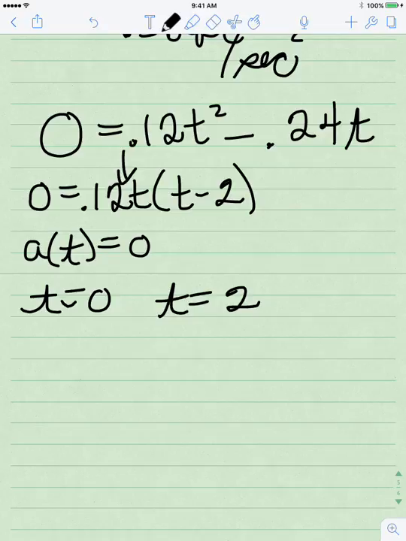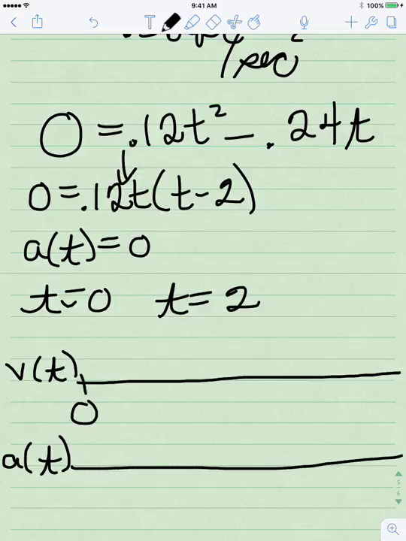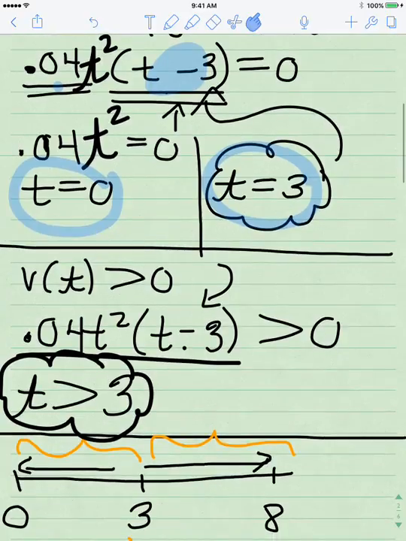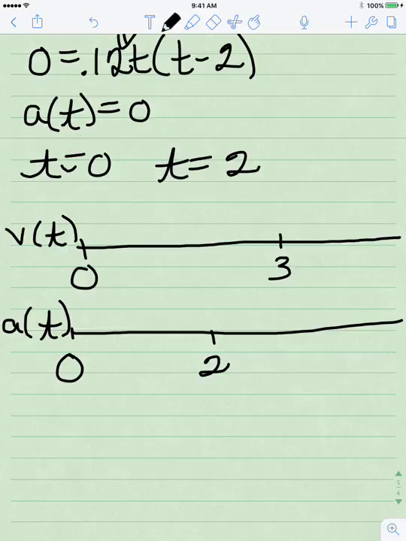Okay. So now let's go ahead and line up my velocity function and my acceleration function. For my velocity function, my critical values were 0 and 3. And for the acceleration function, my critical values were 0 and 2. All right, so let's go back to the velocity function. From 0 to 3, if I plug in any value between 0 and 3, I'm going to get negative. Remember, we already solved earlier in the problem that velocity is greater than 0 only when t is greater than 3. So I'm putting minus signs for this first part here, and then after 3 it's positive.